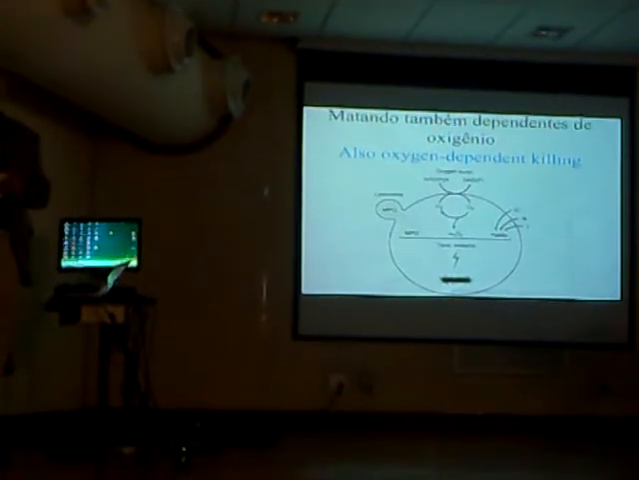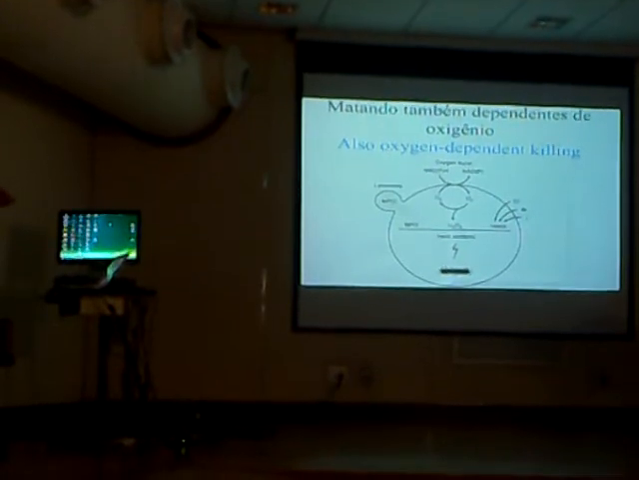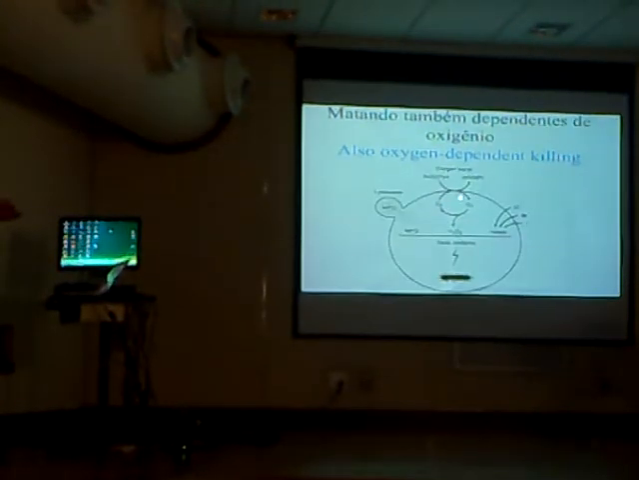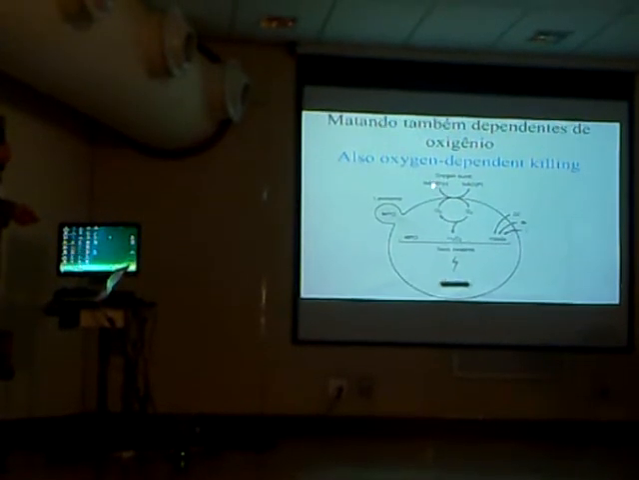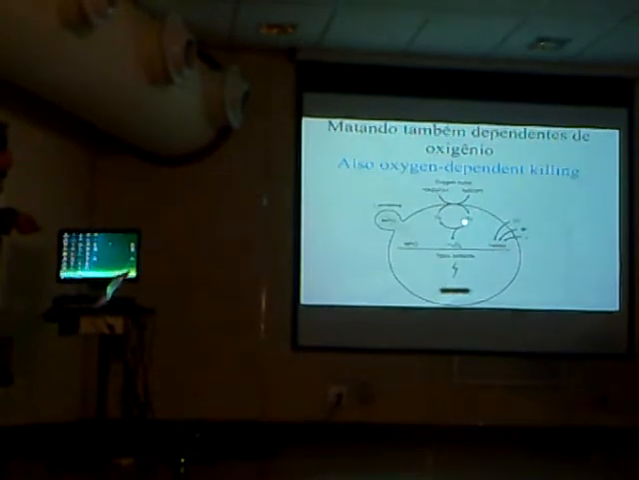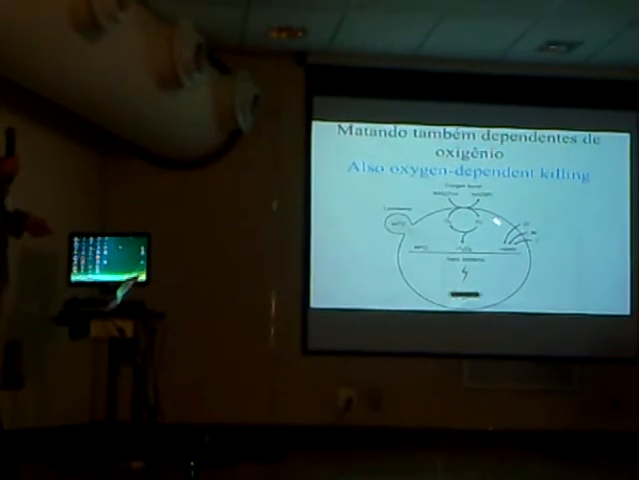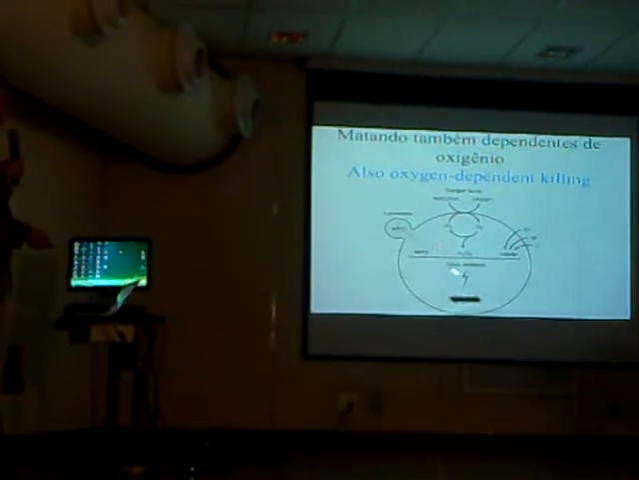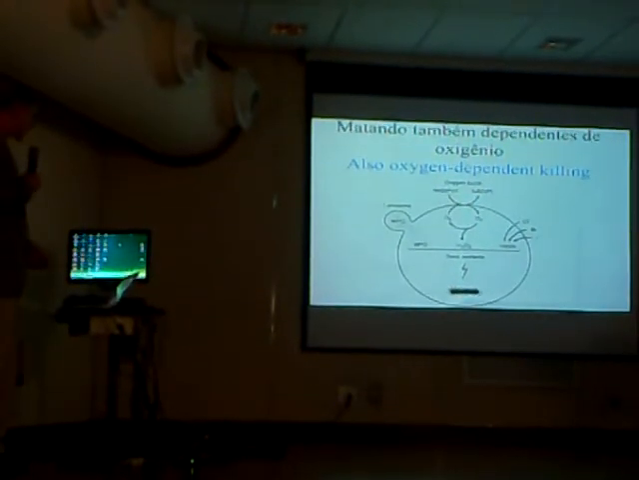There's also a second pathway of killing that's quite important, which is oxygen dependent. So it turns out that in the wall of the phagosome, there's an NADPH oxidase complex that takes oxygen and generates oxygen radicals, from which you can generate hydrogen peroxide. And these are very highly reactive chemicals, which will damage proteins and other molecules. And so this is quite damaging to the microbe, and it helps to kill them.